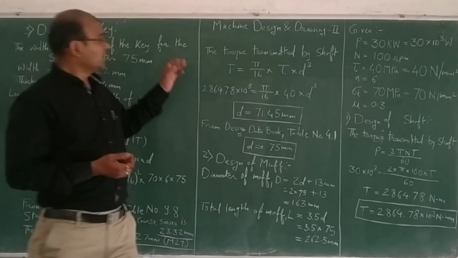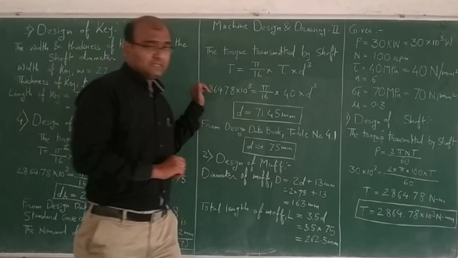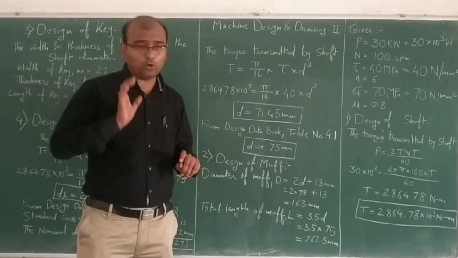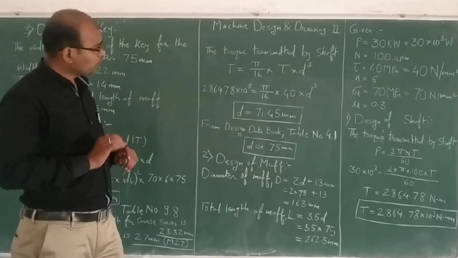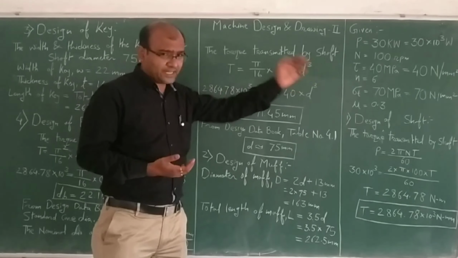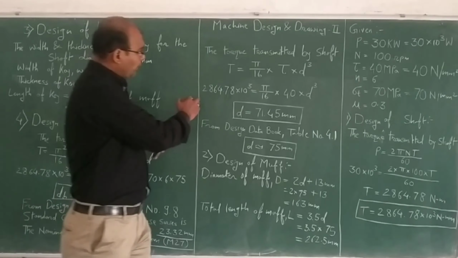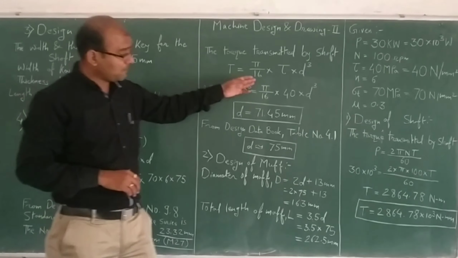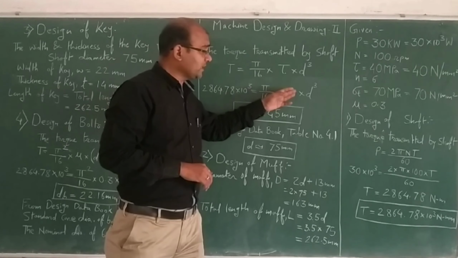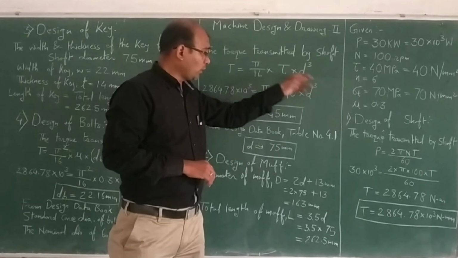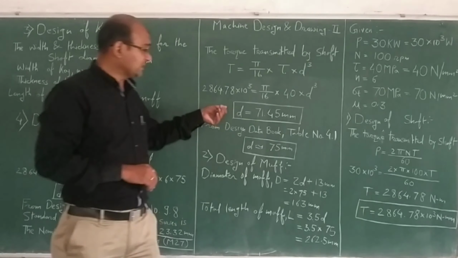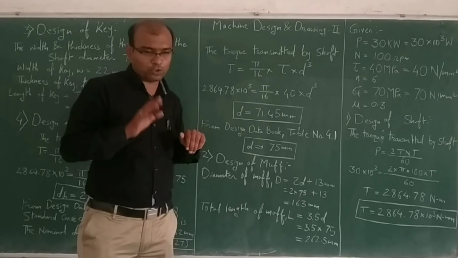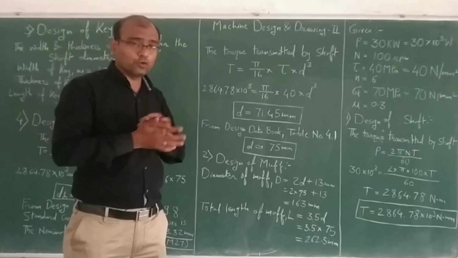After that, the torque transmitted by the shaft, T equal to pi by 16 tau d cube. Tau is already given. So 2864.78 into 10 to power 3 equal to pi by 16 into 40 into d cube. From that, you calculate d. The small d is 71.45 mm.